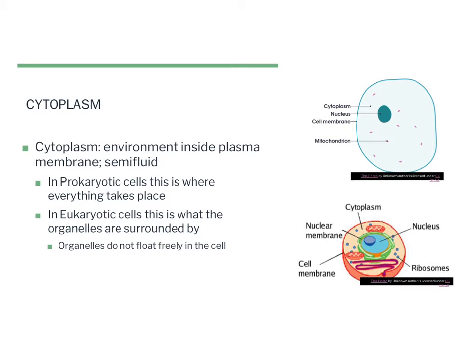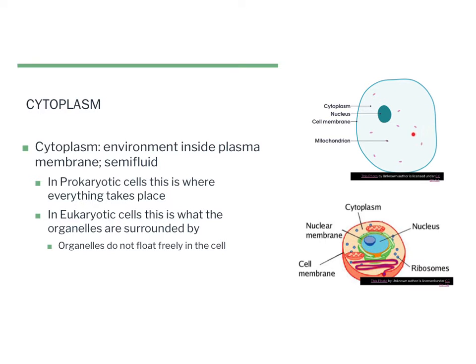So the first organelle we're going to look at is called the cytoplasm. The cytoplasm is the environment inside the plasma membrane, so inside of the cell, and it's a semi-fluid. In prokaryotic cells, this is where everything takes place. All of the chemical processes, such as breaking down sugar to generate energy, all take place in the cytoplasm.